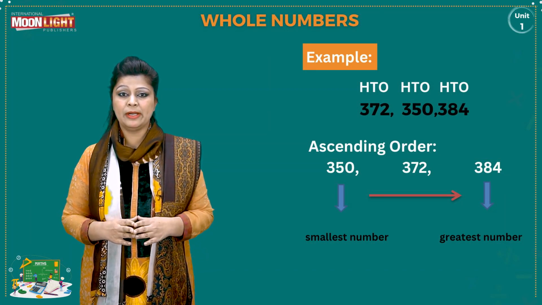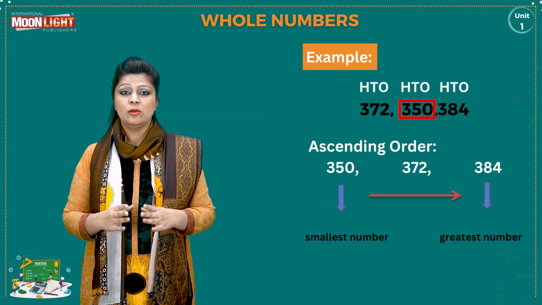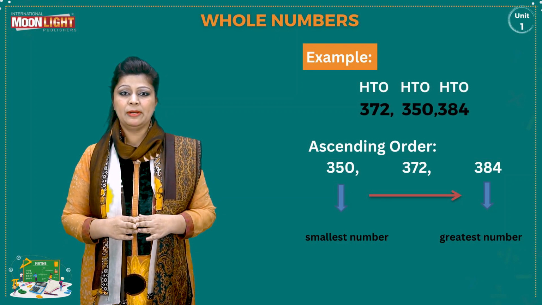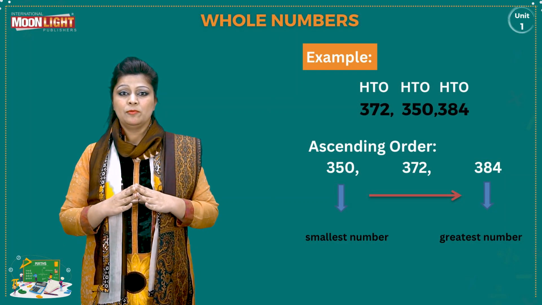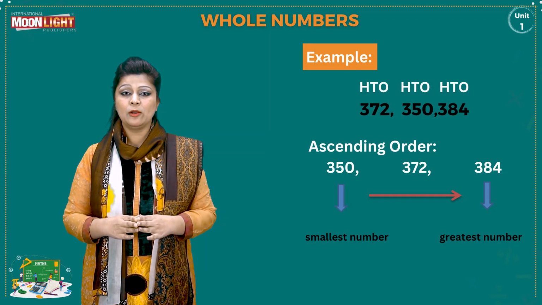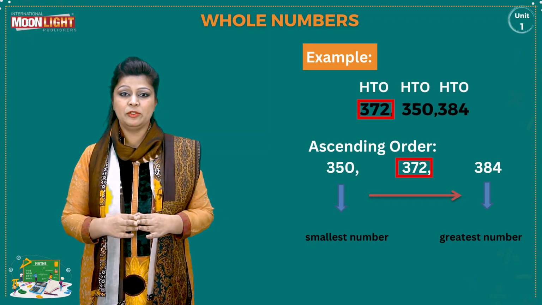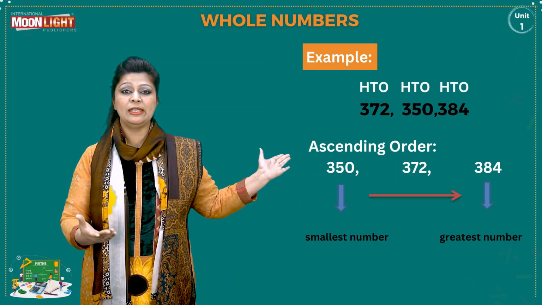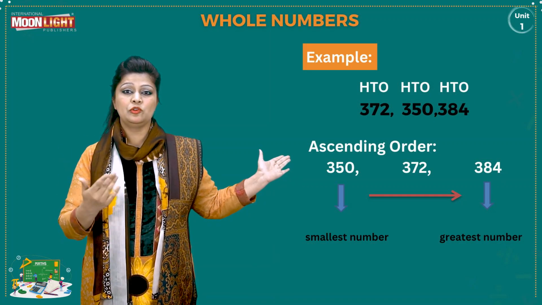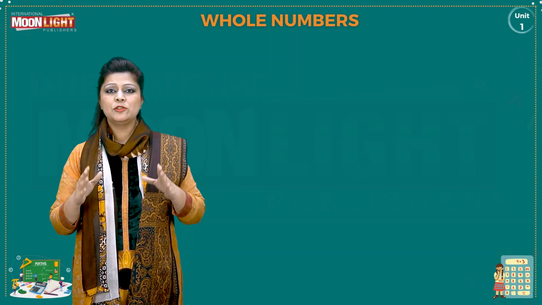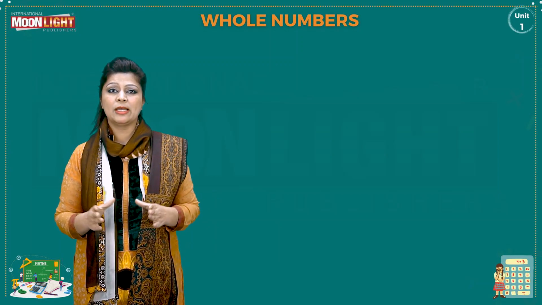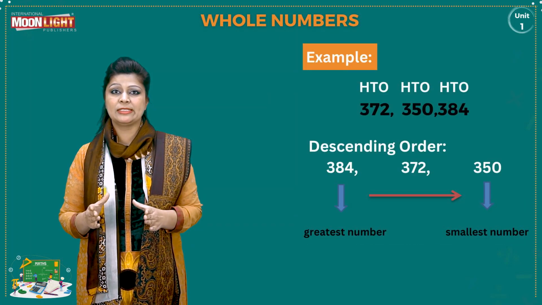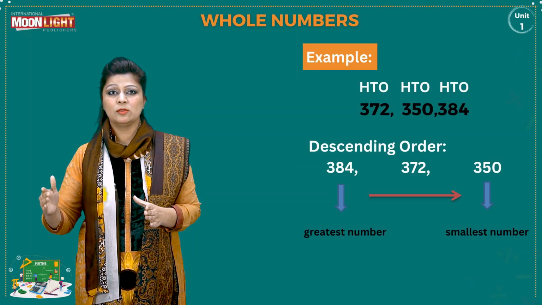Here the smallest number is 350, and after 350 we are going to move to the greater number. By comparing 350 with the other remaining numbers, we get 372. So we will write 350, then 372, and finally we will write the greatest number, which is 384. As you already know, both of these orders are opposite to each other. So here we are going to start from the greatest number and move to the smaller and smallest number.